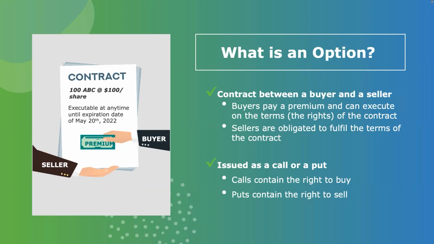But what I want you to take from that is a buyer pays for the contract, which means they want the contract to go up in value as much as possible, whereas the seller receives a premium for that contract. They get it, and on an individual basis, they just do not want that option to have any value whatsoever. The contract is then issued as a call or a put, and all that simply means is a call contains the right to buy and a put contains the right to sell. So I want you to think about these terms anytime you hear an option.